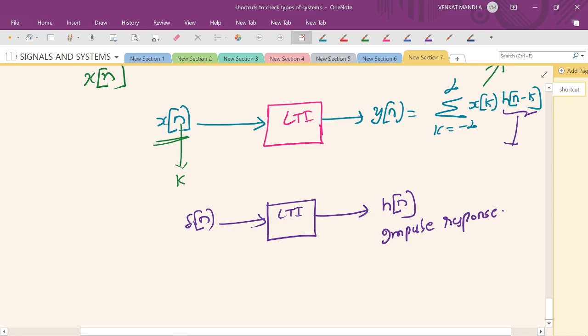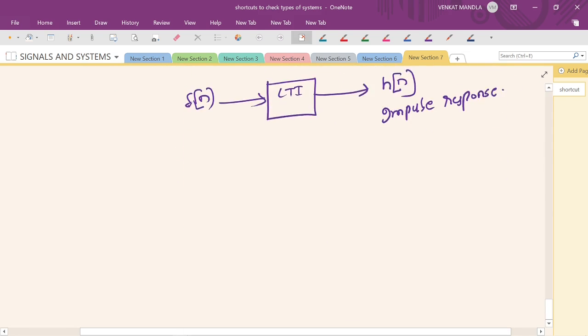If I give any arbitrary input x of n, then I will get y of n as the sum from k equal to minus infinity to plus infinity of x[k] h[n minus k]. Right?